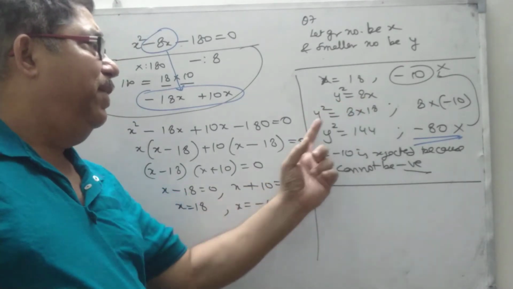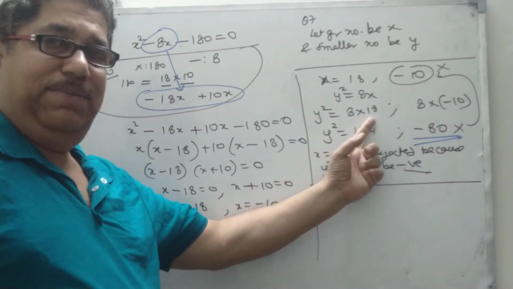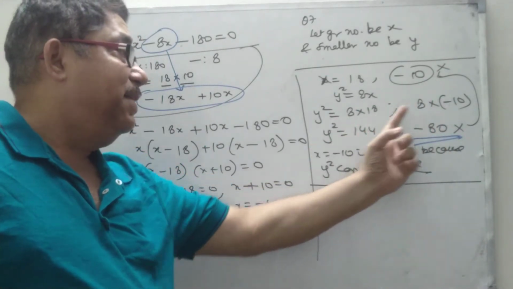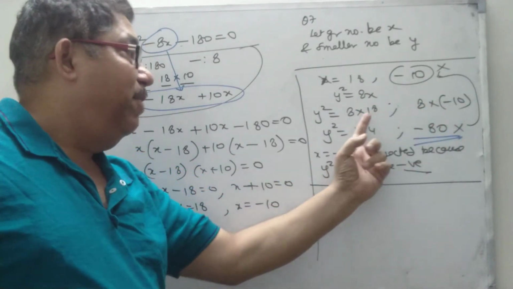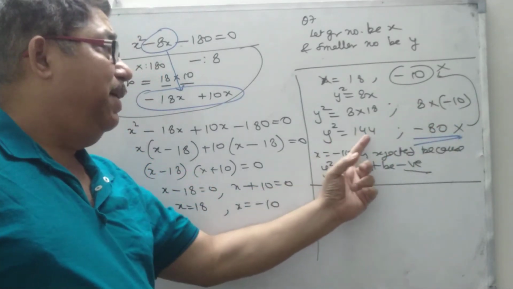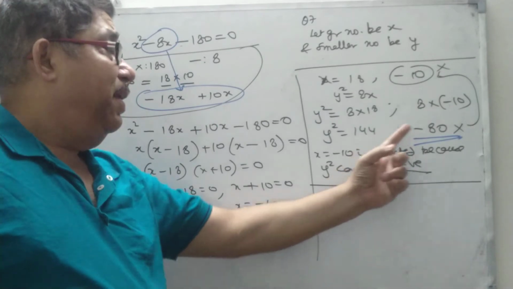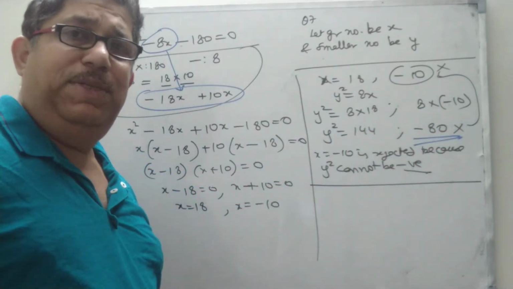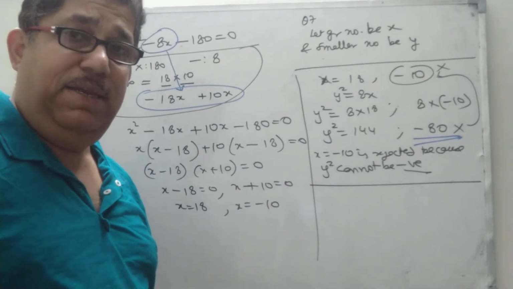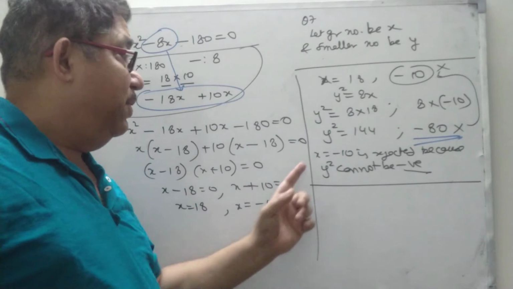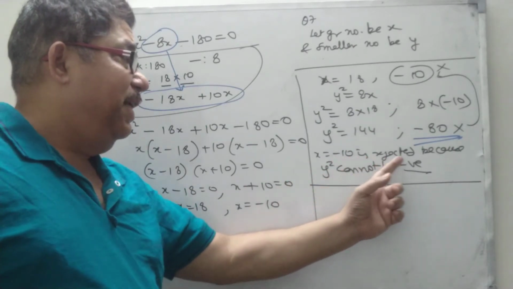So y square is equal to 8 into 18, and y square is equal to 8 into minus 10. Value of x 18, value of x minus 10. So y square becomes 18 into 8, 144, and y square becomes 8 into minus 10, minus 80. But from our experience we know that the square of a number, a real number at least, cannot be negative. So obviously we reject this. So x is equal to minus 10 is rejected.